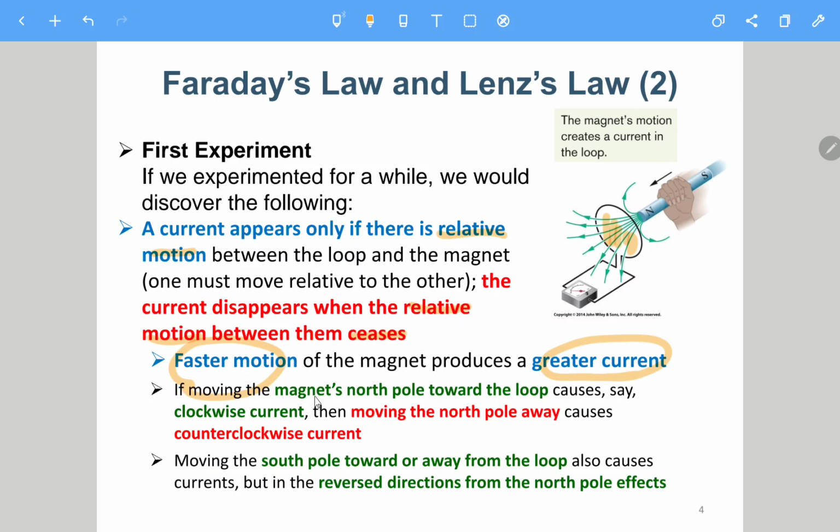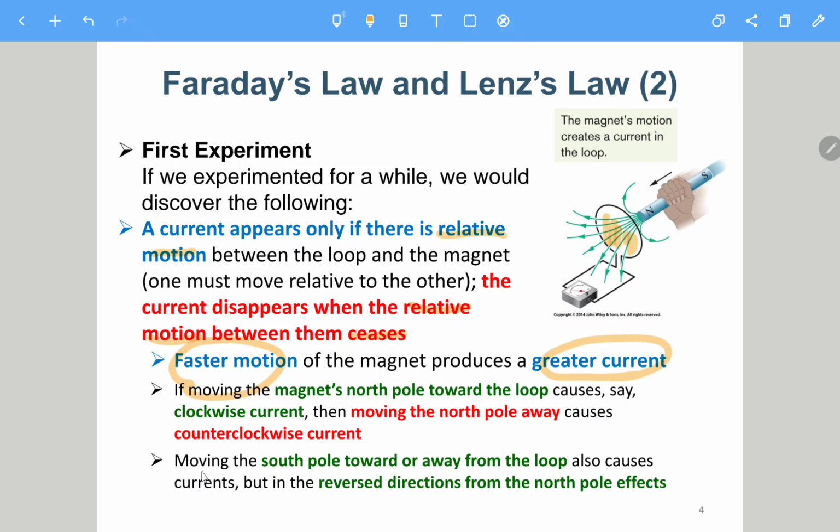So it relates the direction of the current to the direction of the movement. If you move the north pole towards it, there will be a current in one way, and if you move the north pole away, the current will go in the other direction.